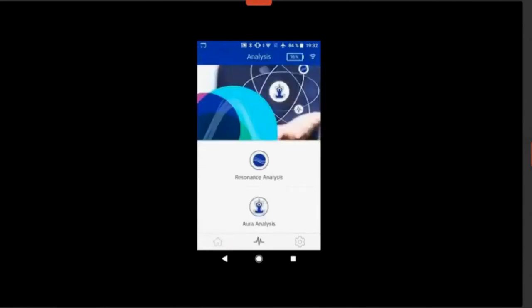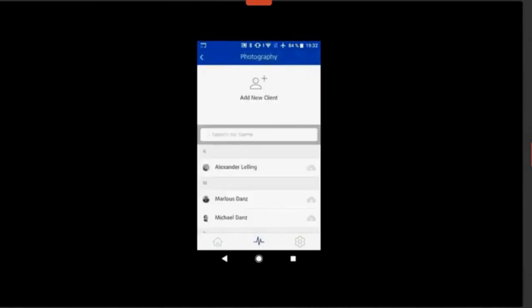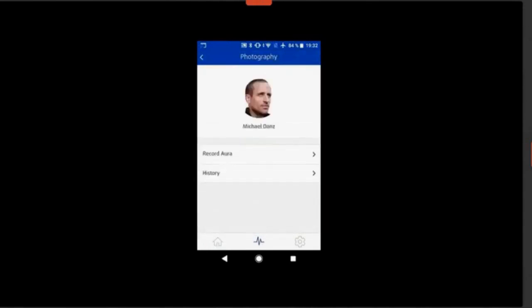You have two options. And I want to start maybe with the resonance analysis. Or no, let's start with the aura analysis. Yeah. So first of all, you have to select the client you want to do the analysis for, is myself. You immediately see who is the active client. And next step, the only thing which makes sense is, of course, to record the aura. Let's do it quick.